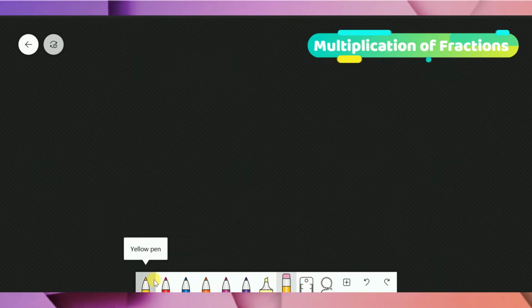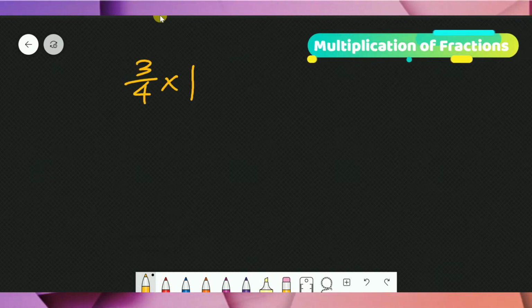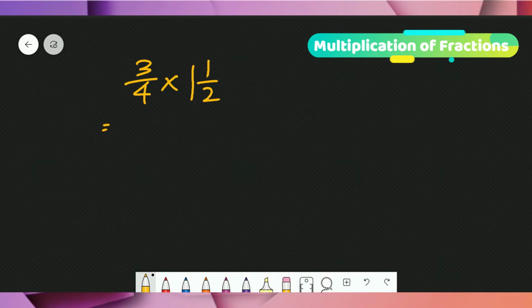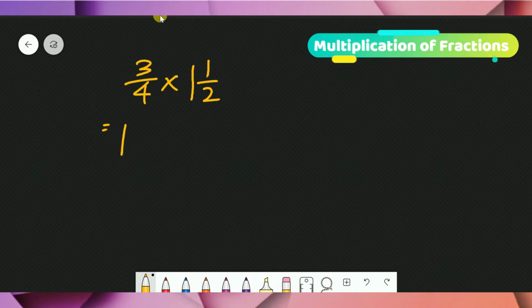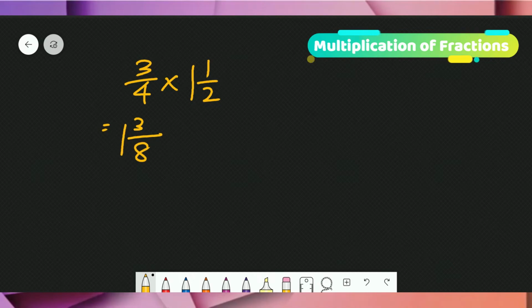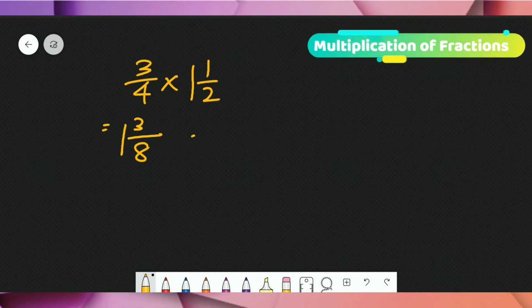Okay. So what if I give you 3 over 4 times 1 and 1 over 2? Let me show you the common mistake made by students. The student will say, here is 1, here got nothing, so we just write 1, and then they will say 3 times 1 is 3, 4 times 2 is 8. This one makes sense, but actually this is incorrect, inaccurate also, right? So this is wrong. So how are we going to solve this question?